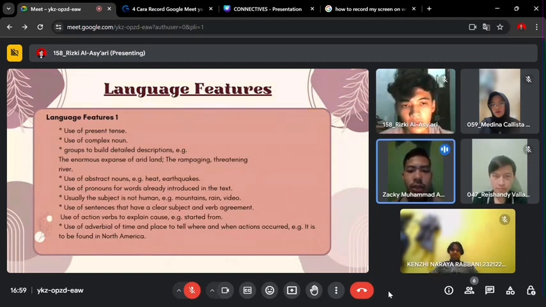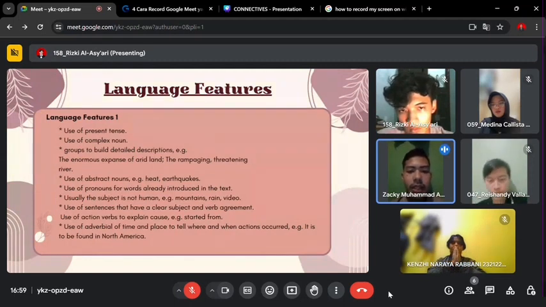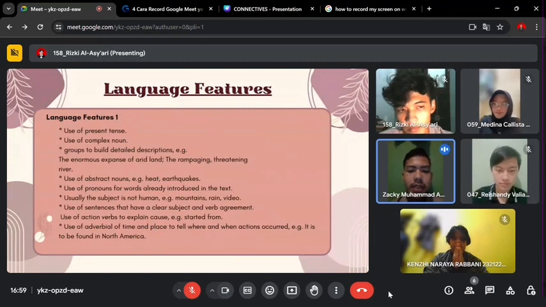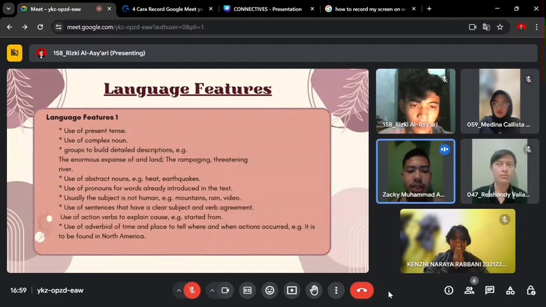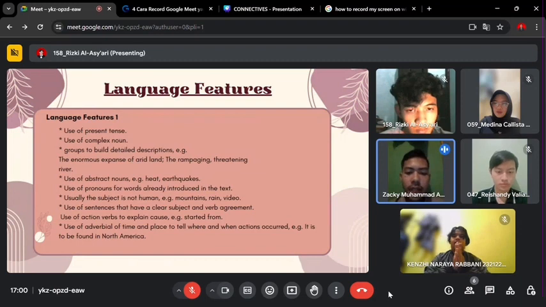After that, there are language features. Language features 1: we use present tense, and then we use complex nouns and groups to build detailed description. For example, the enormous expanse of arid land, the rampaging, threatening river. And then, in explanation text, in language features 1, we use abstract nouns. For example, heat, earthquakes, etc.